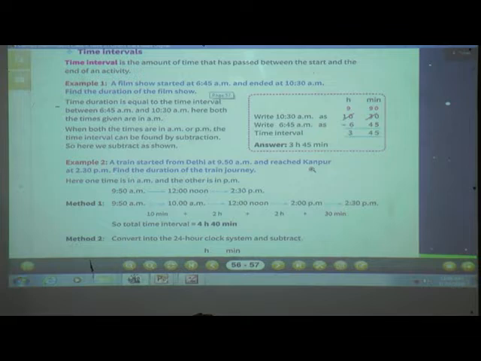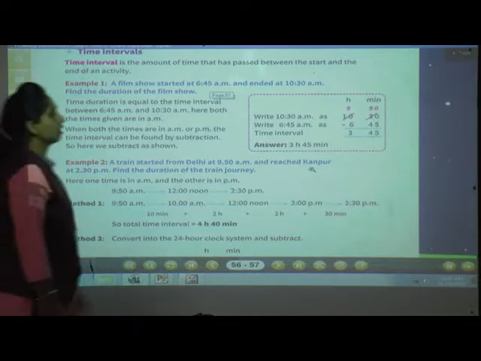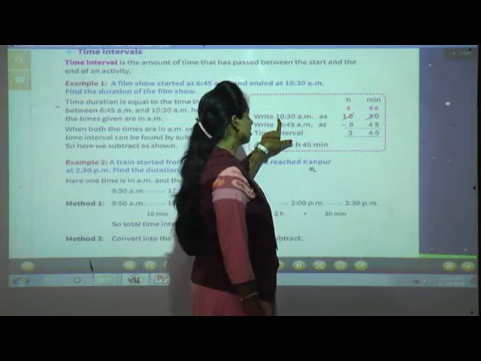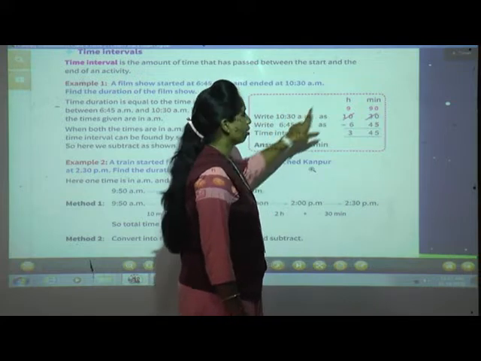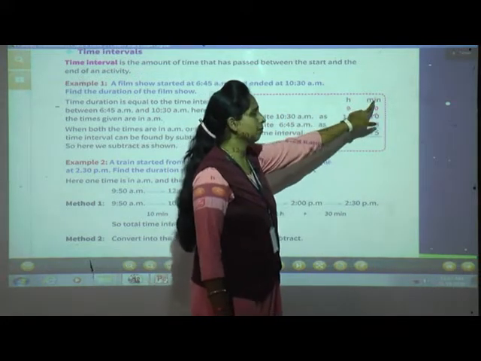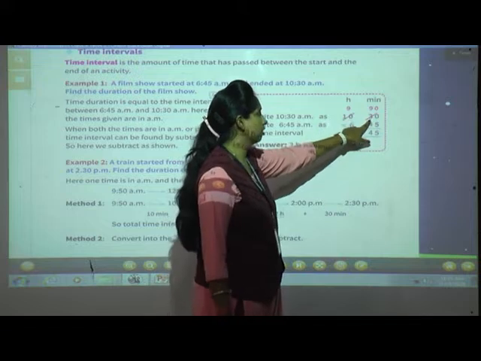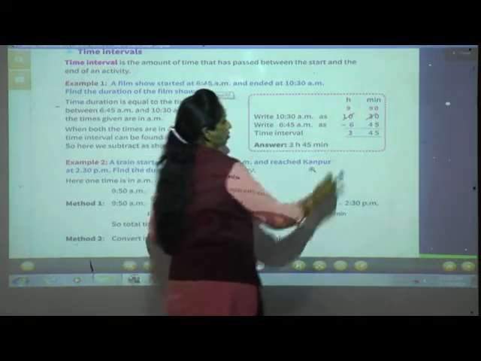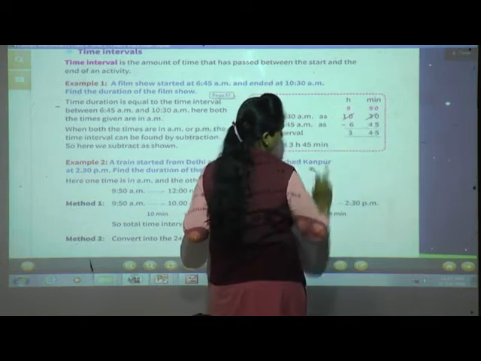Now when both the times are in a.m. or in p.m., the time interval can be found by subtraction. Okay. So here we subtract as shown. So write 10:30 a.m. as, see, 10 is hours and 30 is minutes. So write in this way, hours column and minutes column, 10 hours 30 minutes, and the second one is 6:45. So 6 write in hours and 45 in minutes.